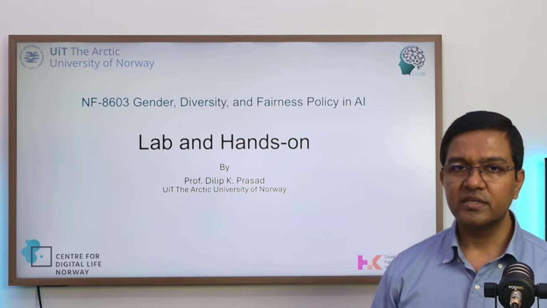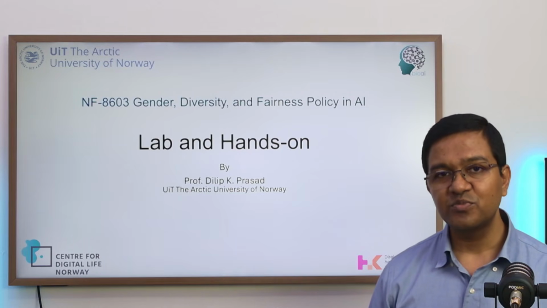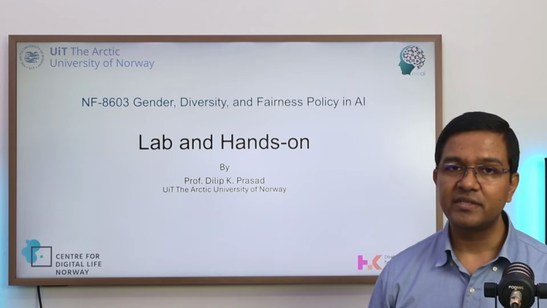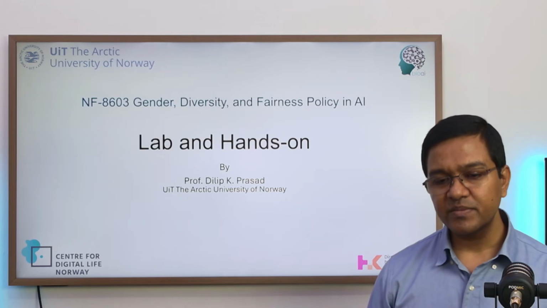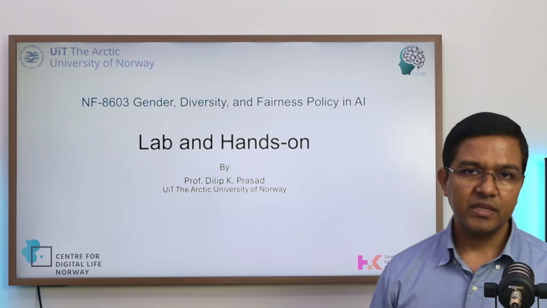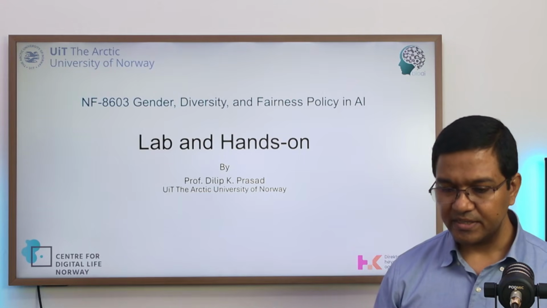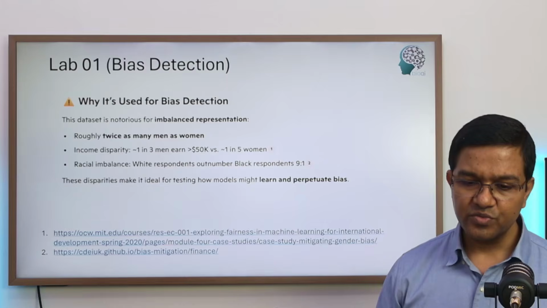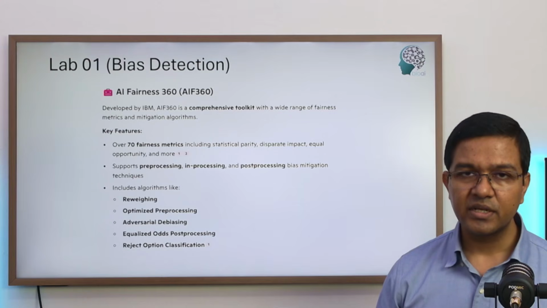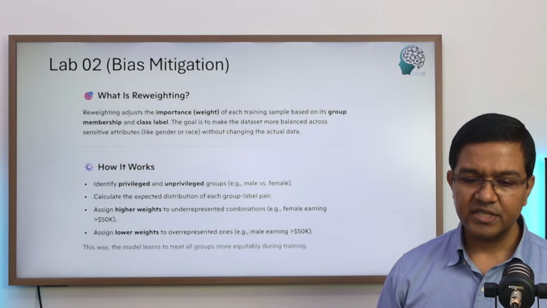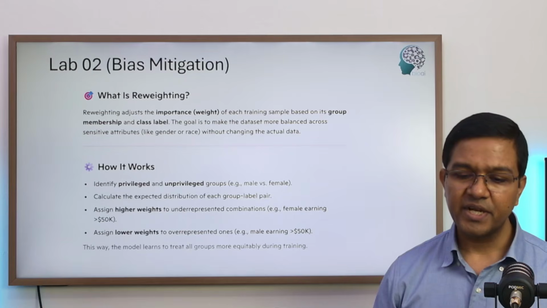Now, in this second lab, once we have detected the bias, we have to mitigate it, right? Without mitigation, it's easy to pinpoint that the problem is there, but then we need to provide the solution. Bias mitigation is the way to mitigate the bias that exists. So we are using the same data set, the UCI adult data set, where we did the bias detection in lab one. Now in lab two we will do the bias mitigation.